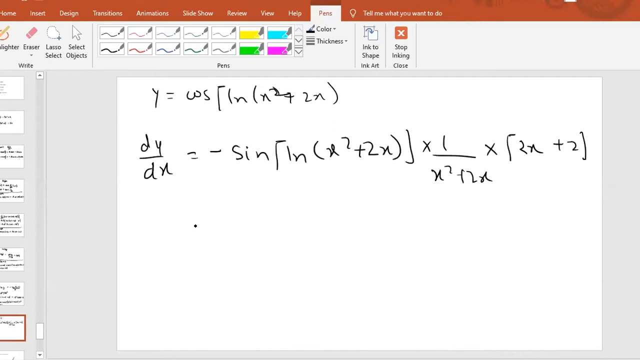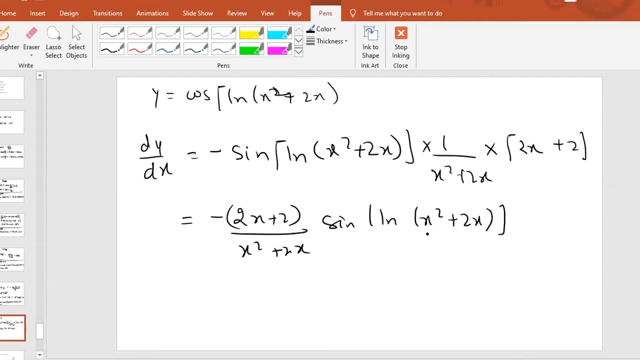So answer would be equal to what? It would be equal to minus of 2x plus 2 divided by x square plus 2x sine of log x square plus 2x. That is the answer. Okay, fine. Yes, minus of sine log x square plus 2x. Okay, very good. So that is the answer.